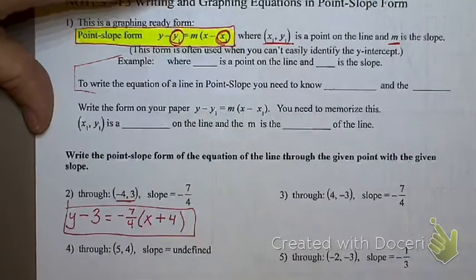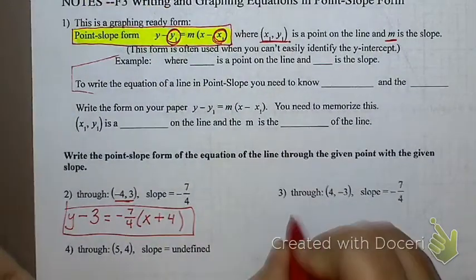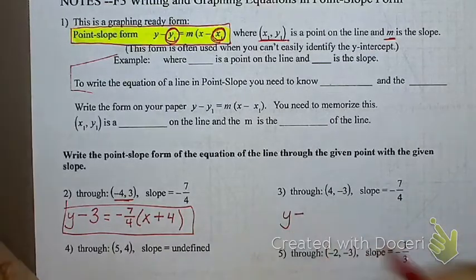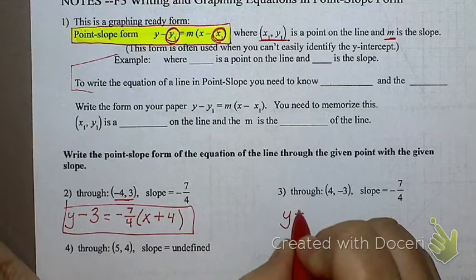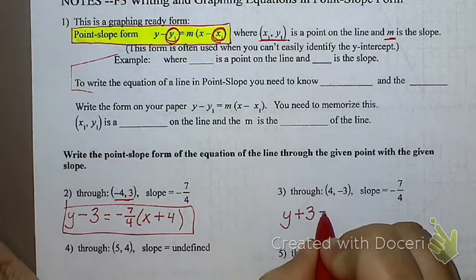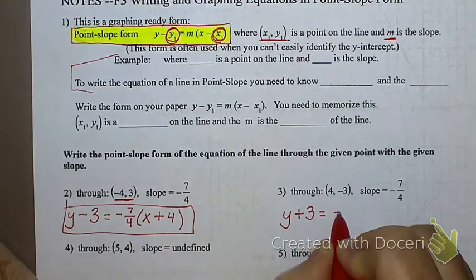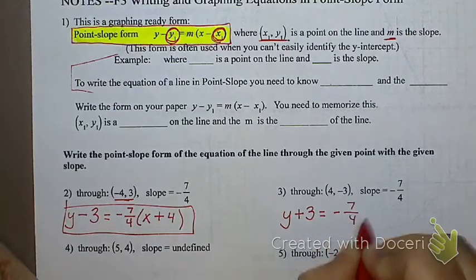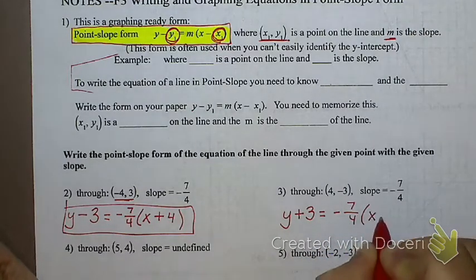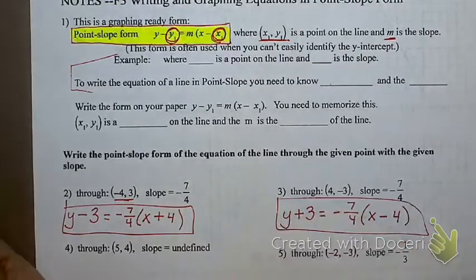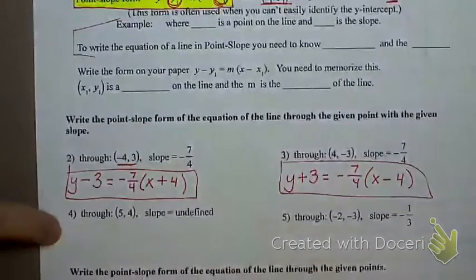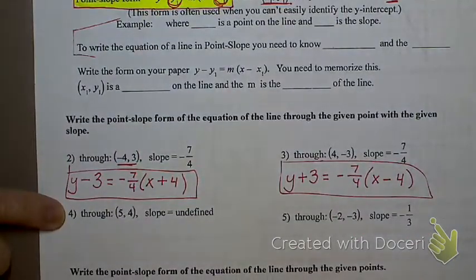Okay? So what about this guy right here? I would do y minus what? Minus negative 3 means it's going to become a plus 3 equals negative 7/4 times x what? Minus 4. That's my equation.